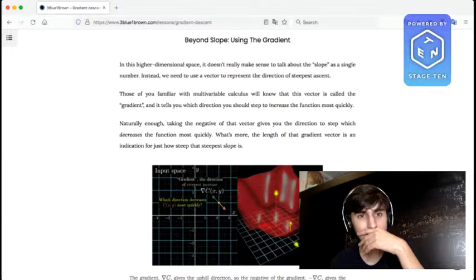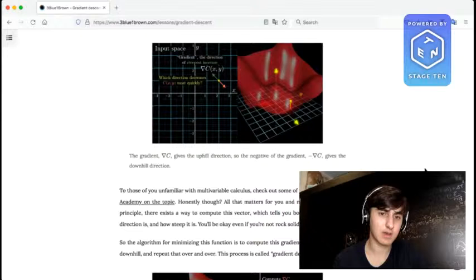Naturally enough, taking the negative of that vector gives you the direction to step which decreases the function most quickly. What's more, the length of that gradient vector is an indication for just how steep that steepest slope is. The gradient, delta C, gives the uphill direction, so the negative of the gradient gives the downhill. So if we have a positive gradient, we're going uphill. If we have a negative gradient, we're going downhill.